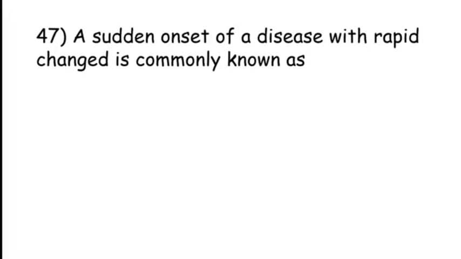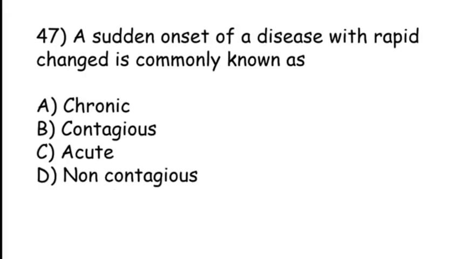A sudden onset of a disease with rapid change is commonly known as chronic, contagious, acute, non-contagious. The correct answer is option C, acute.